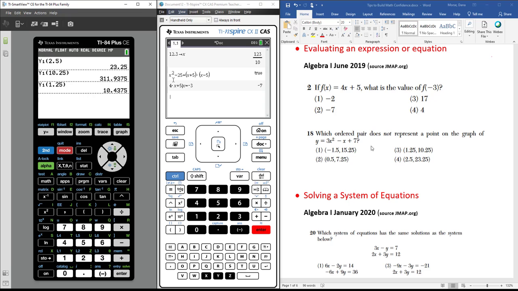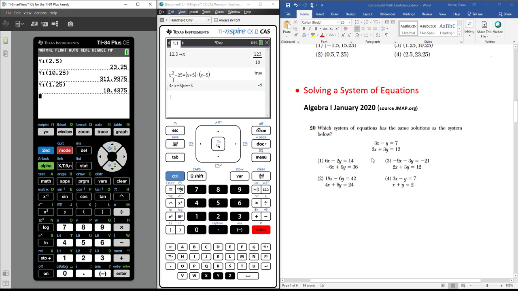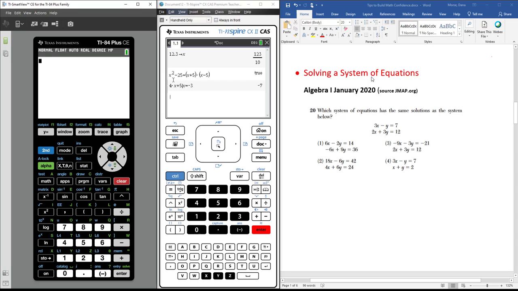Okay, so back to where I was. Systems of equations. Huge topic. Algebra 1, January 2020. Here's a system of equations. And here are 4 more systems of equations. Which one has the same solution? Personally, for 2 points, a kid could be spending 15, 20 minutes doing this. It's painful. It's painful to watch.